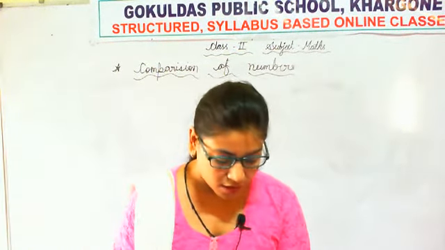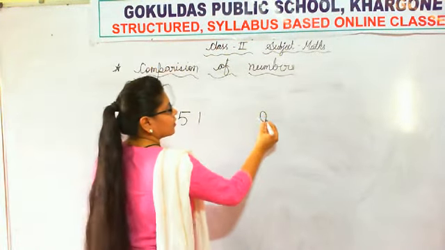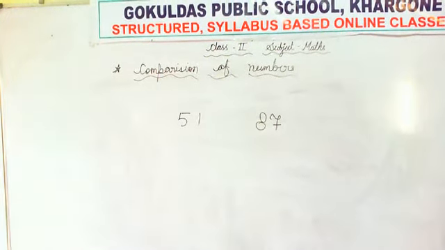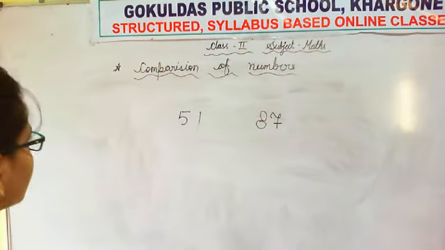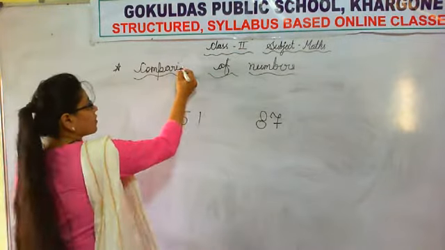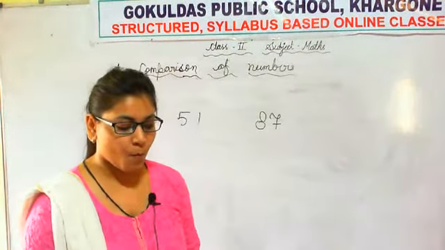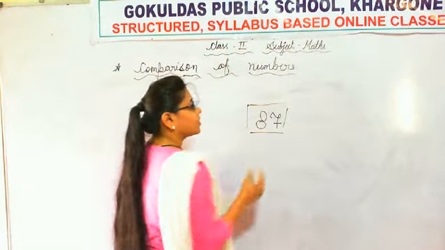So first of all, let us take a number. Think about it, which number is bigger? 87. How are you saying that 87 is bigger?